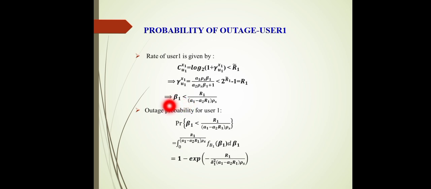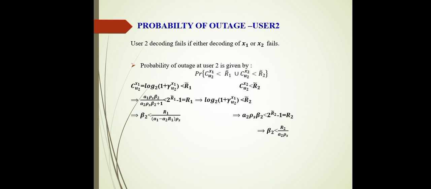So what will be the outage? Outage probability for user 1 is the probability that beta 1 is less than R1 upon A1 minus A2 R1 into rho s. To find the outage probability, we integrate from 0 to that beta 1 value. After that expression, I have come to the solution that the outage probability for user 1 is 1 minus e to the power minus R1 upon delta 1 square into A1 minus A2 R1 into rho s.